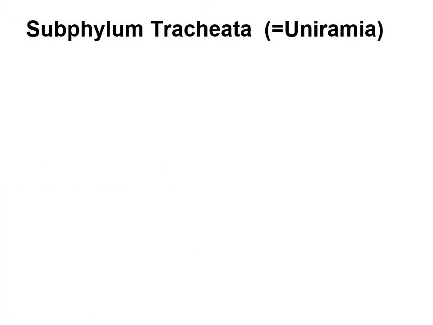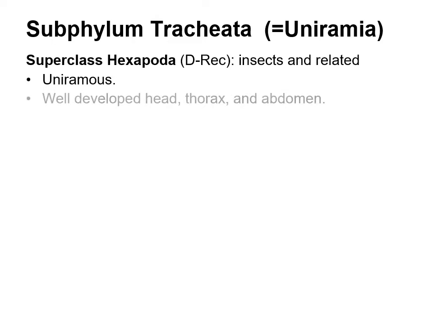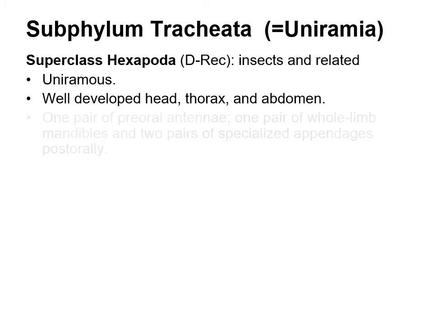Our next subphylum group are the Tracheates, or the Uniramians. This includes insects. And the most abundant group is Superclass Hexapoda, which have been around from the Devonian to today. And these are our proper insects and all of their related members. These are all Uniramia, hence Uniramia being another name for Tracheata, where their limbs come to a single point. They have a well-developed head, thorax, and abdomen. So think of an ant, for example. They have a head, they have the next section, which is the thorax, and then an abdomen.